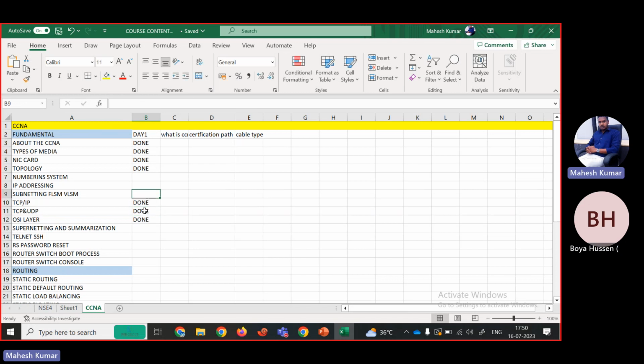In the upcoming session, we'll do the numbering system first. Okay, bit and byte, what is a bit and what is a byte, we will cover that. After that we'll go with IP addressing and subnetting. Then telnet, routers and switches we will cover.